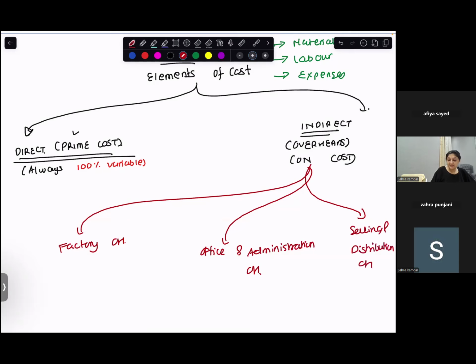Sometimes they would say this is factory on cost. Factory on cost is what? Factory overhead. Office and administration overheads could be said office and administration on cost. And selling and distribution overhead could be said selling and distribution on cost.